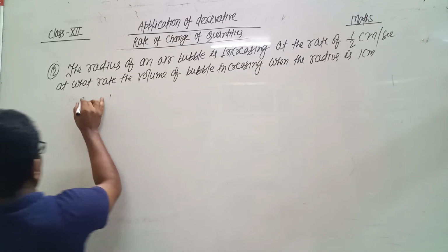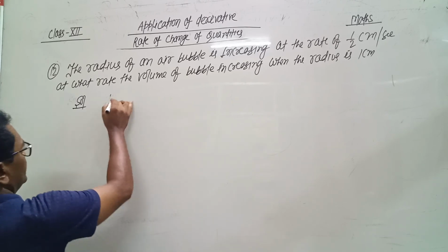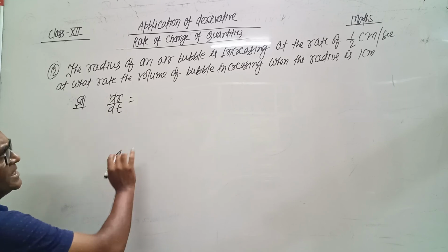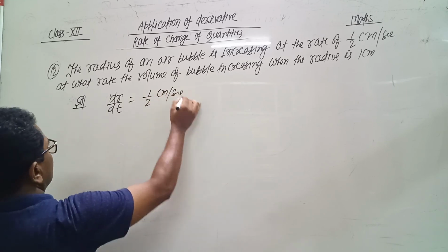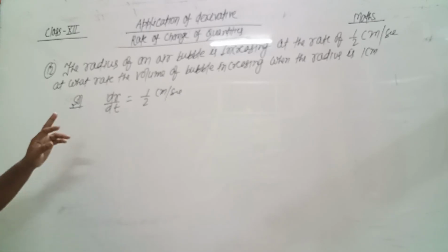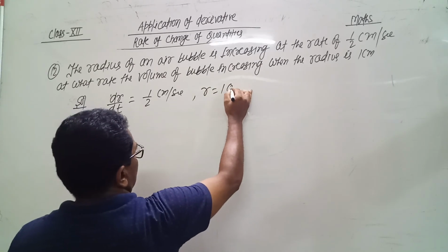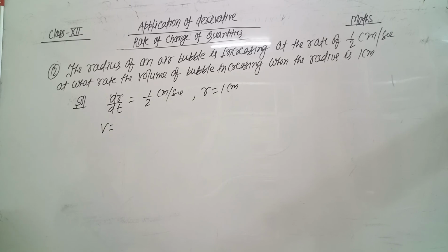We are given that the radius of an air bubble is increasing, meaning dr by dt, the increase in radius with respect to time, is 1 by 2 centimeter per second. We have to find at what rate the volume of the bubble is increasing. The radius r is also given as 1 centimeter, and the bubble is in a spherical shape.